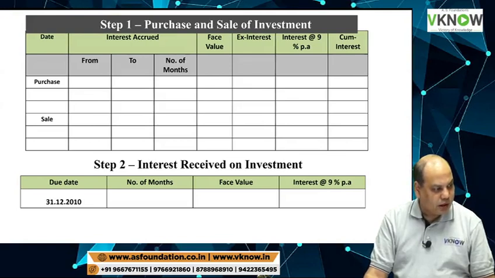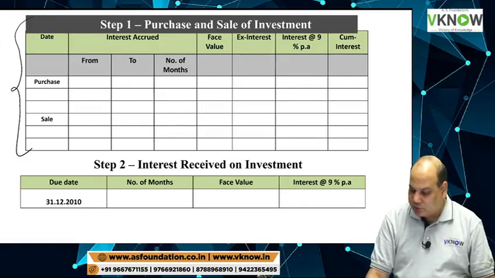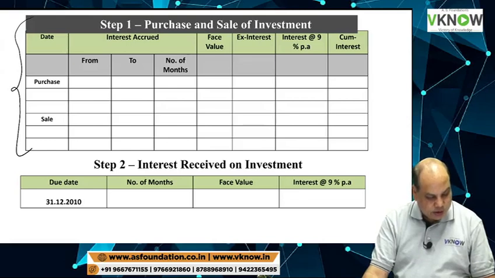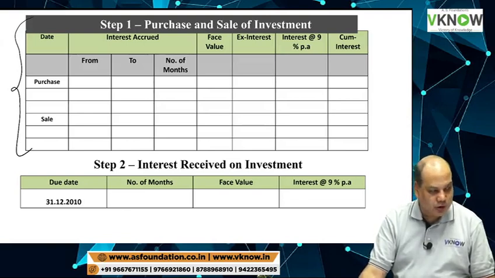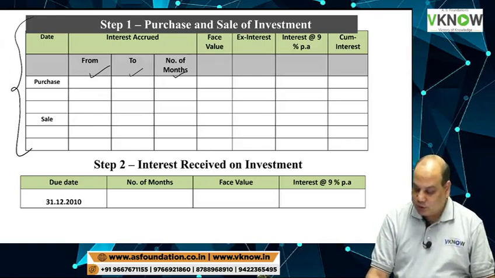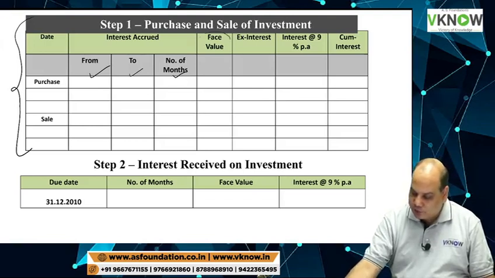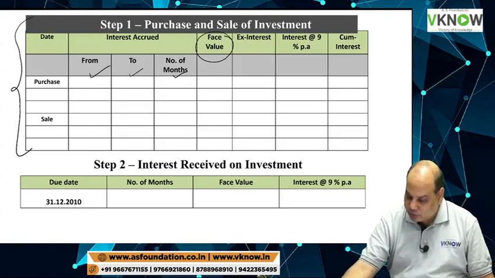So what I'll do, I will first prepare a format. Working note 1, purchase and sale of investment. And these columns will help us. So please write down date. Then write down interest accrued. Under interest accrued, draw three columns: from, to, number of months. Then one column, face value for calculating interest. Next column is ex-interest price.